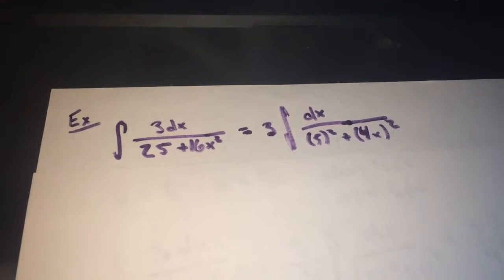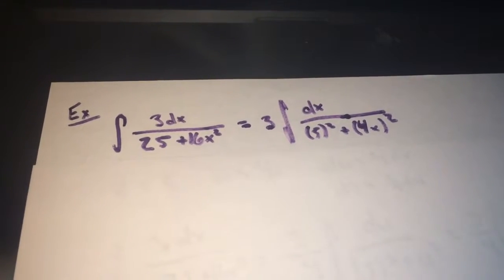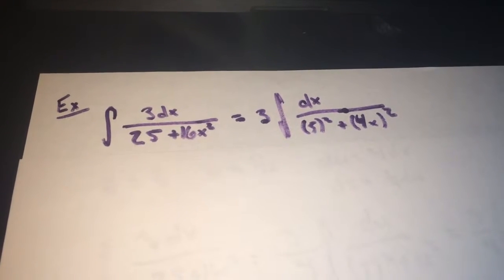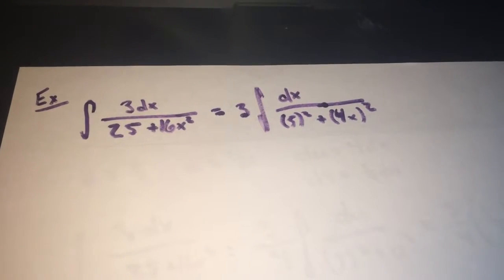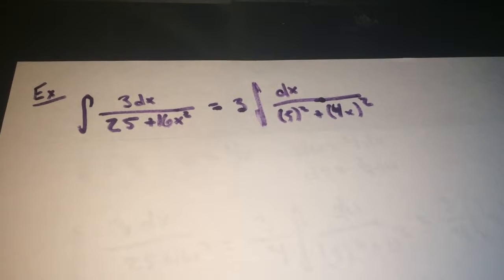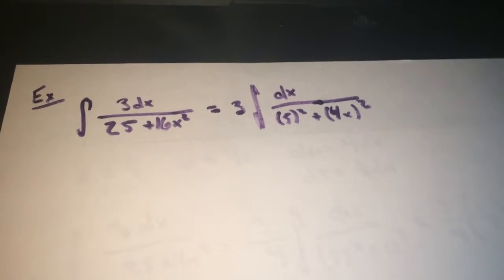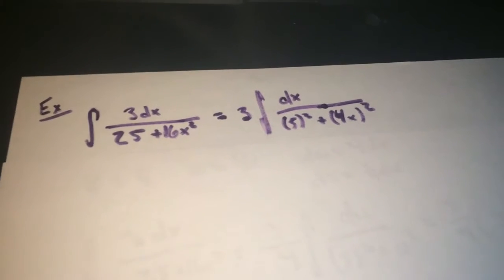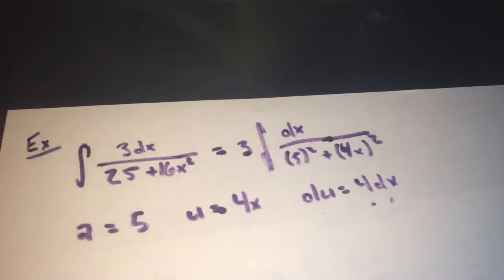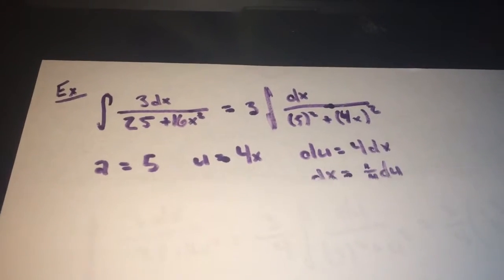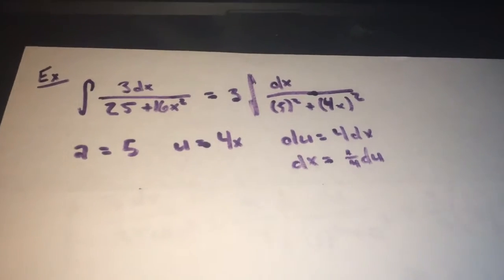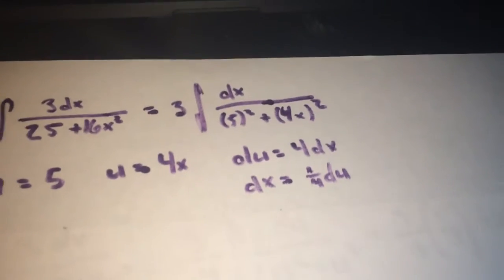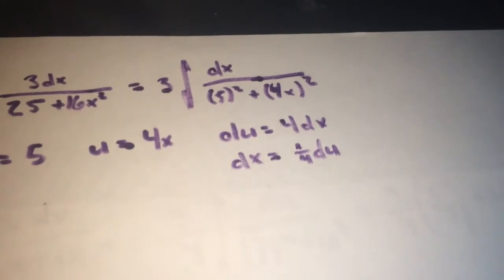So here's your next problem. It's the integral of 3dx over 25 plus 16x squared. And I went ahead and pulled out the 3 and made it into the form of a squared plus u squared. So 5 squared is 25, 4x squared is 16x squared. You can go ahead and write out a is equal to 5, u is equal to 4x, and therefore du is going to be 4 dx, and dx will be 1/4 du.